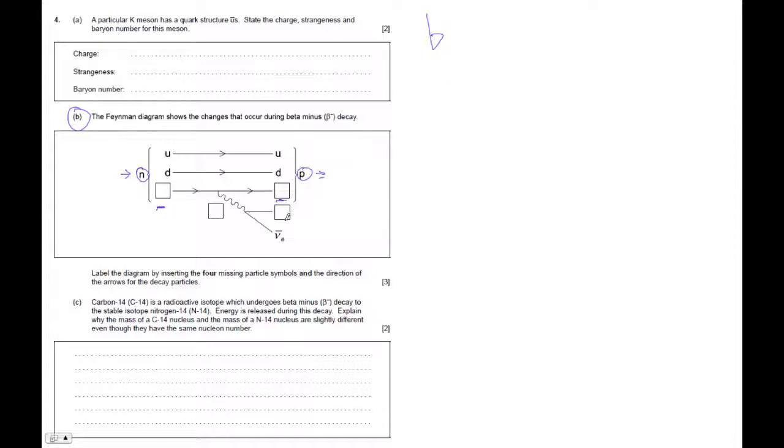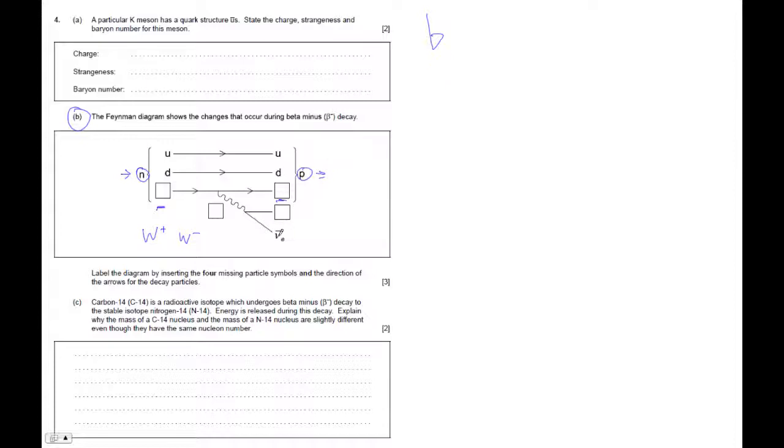Okay. The second thing is you've got to figure out what this particle is that causes this weak interaction. And there's two flavors of it. There's a W plus and a W minus. I'm going to give you a clue. The mark scheme doesn't say that you have to include the plus or the minus, so you can just put a W in there. And then this is a beta minus decay.